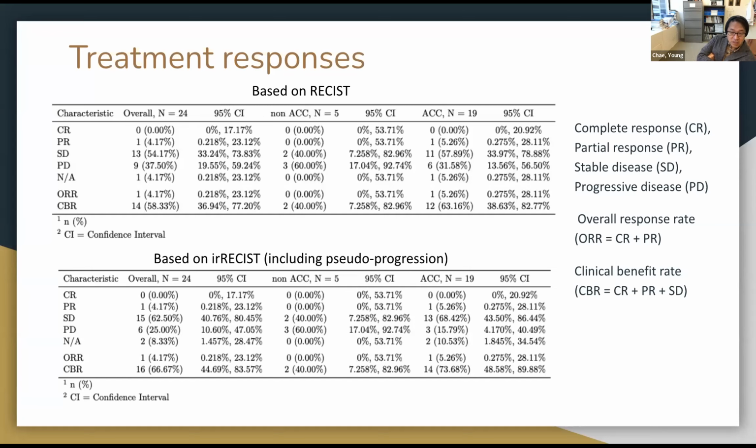iRECIST including pseudo progression. Why did you put that there? Including pseudo progression. Oh, that's what they had in the title in the data packet, so I wanted to make sure I got that. So who is pseudo progression? They should say.